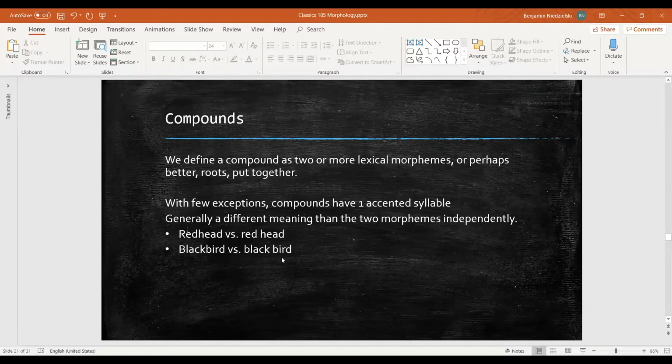In addition, a compound normally has a somewhat different meaning than the two morphemes do independently. A redhead is not the same thing as a head that is red. Instead, it refers to a person with red or orange hair. Likewise, a blackbird is a specific type of bird, not just any bird that's black.